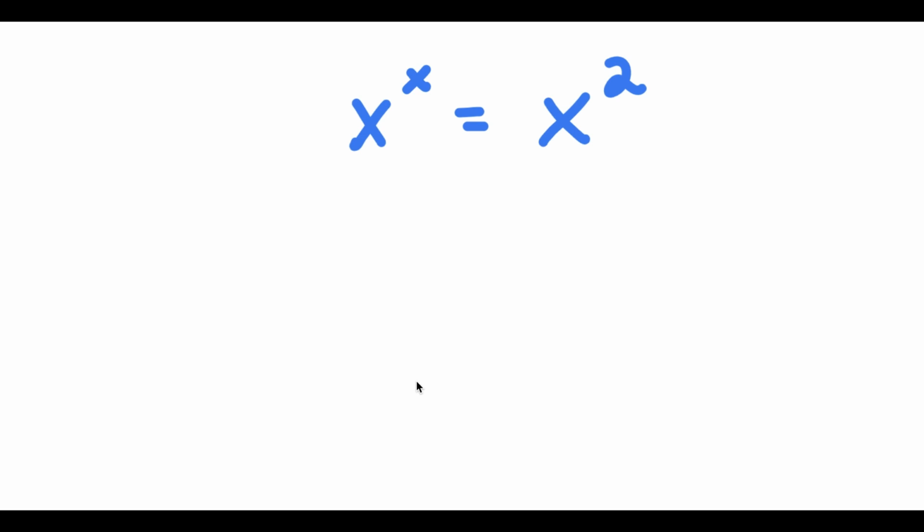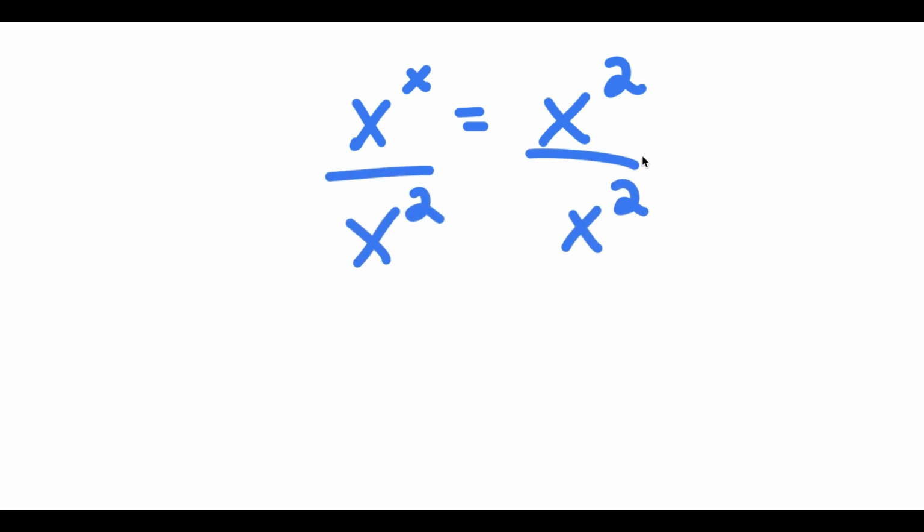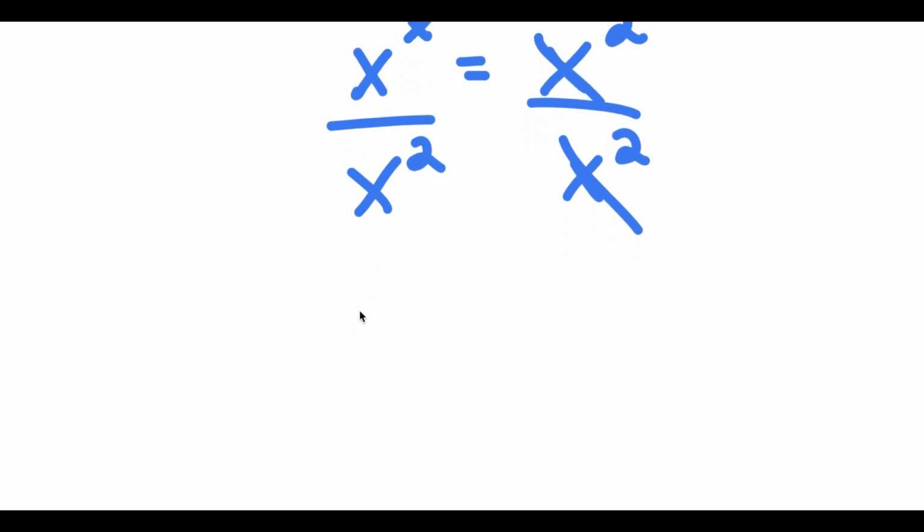Alright, so in this problem, I have x to the power of x is equal to x to the power of 2. So to solve this, I'm going to divide both sides by x to the power of 2. So then these two cancel out, and I have 1 is equal to x to the power of x over x to the power of 2.